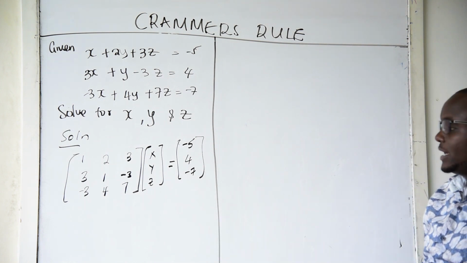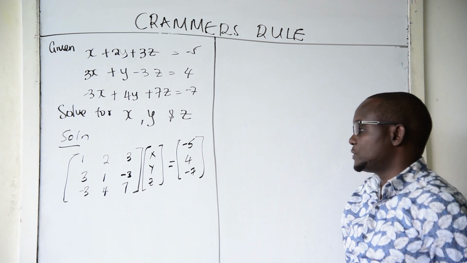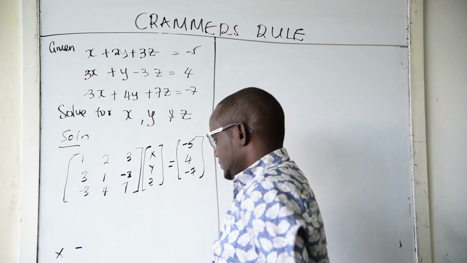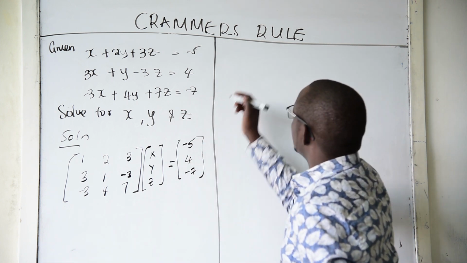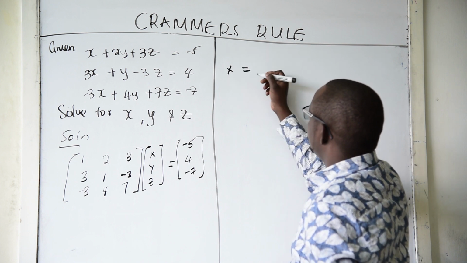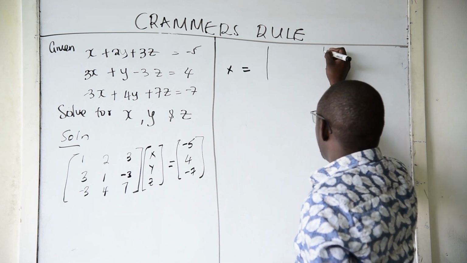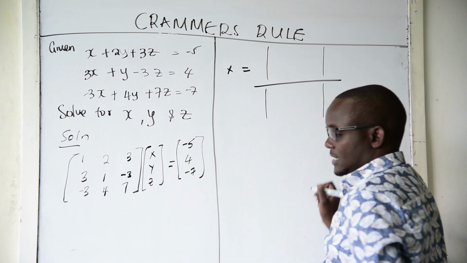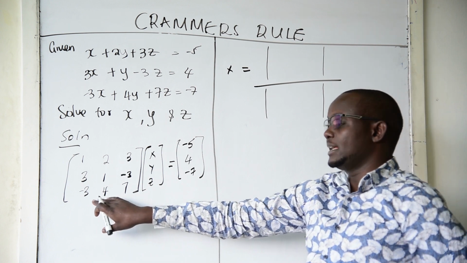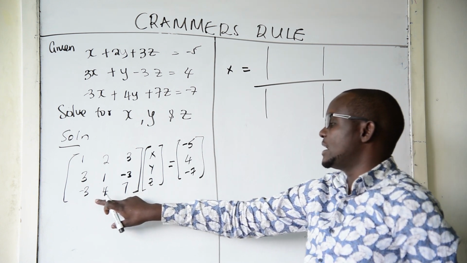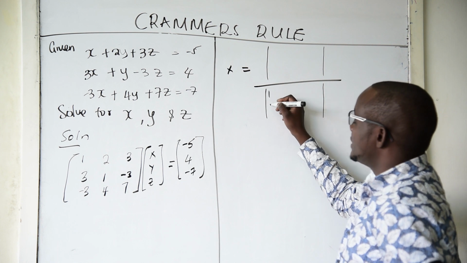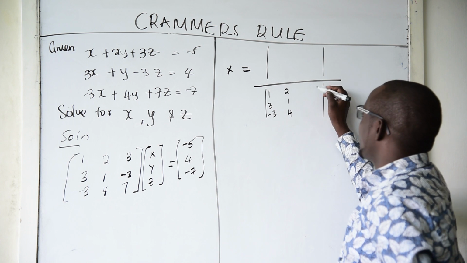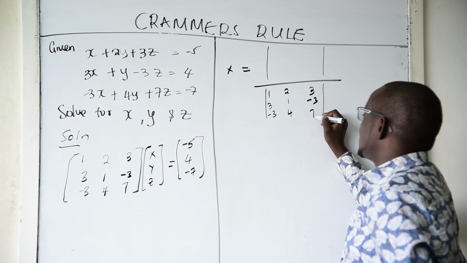So we are told to solve for x, y, and z using Cramer's rule. X will be given as follows. We have two matrices, the numerator and the denominator. The denominator is this matrix. We find the determinant of this matrix. So we have 1, 3, negative 3, 2, 1, 4, 3, negative 3, 7.